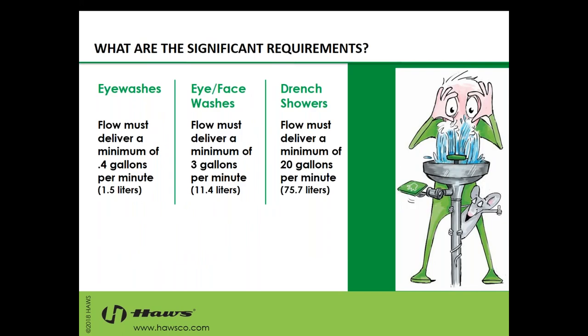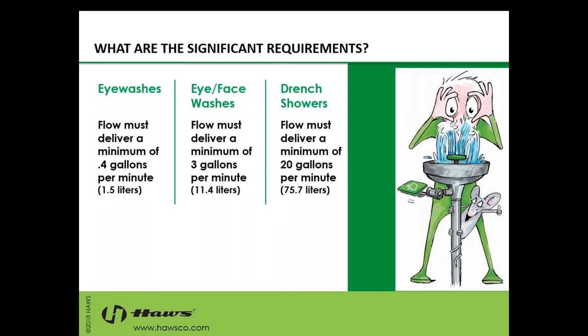Now, going over the flushing fluid requirements for each of these pieces of equipment. Eye washes need to provide 0.4 gallons per minute. An eye face wash needs to provide 3 gallons per minute because of the extra water that it's using to cover your entire face and eyes.